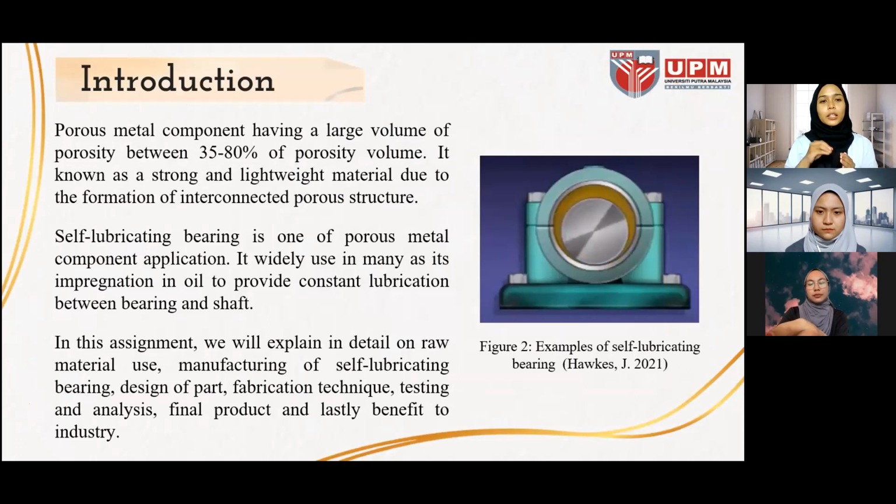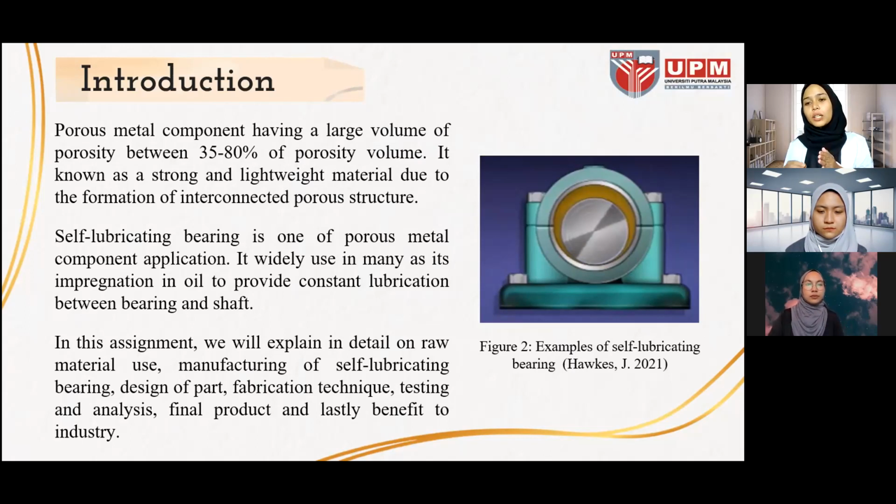So, in this assignment, we are assigned the title of porous metal component. A porous metal component has a large volume of porosity, between 35 to 80% porosity by volume. It is known as a strong and lightweight material due to the formation of an interconnected porous structure. Self-lubricating bearing is one of the porous metal component applications. It is widely used as it is impregnated with oil to provide constant lubrication between bearing and shaft.